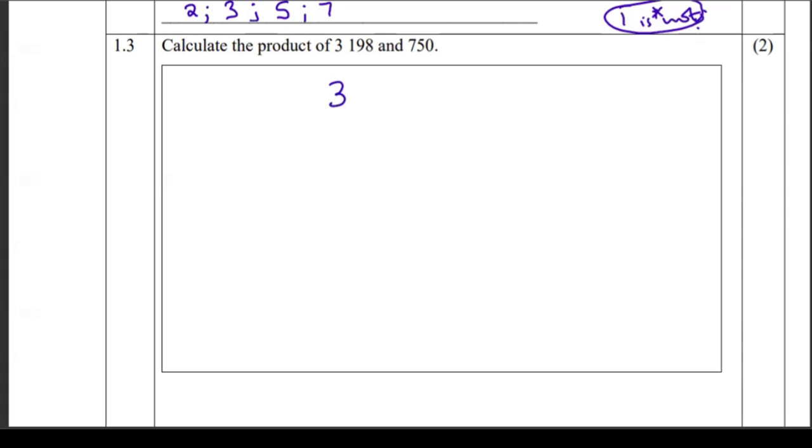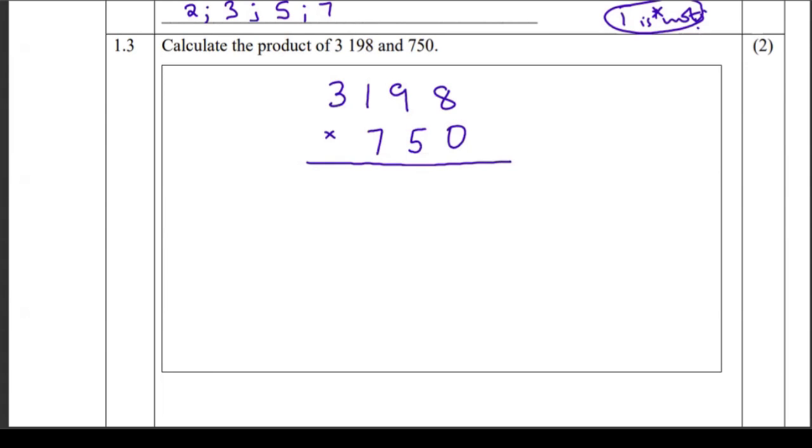So 3, 1, 9, and 8. Then I will write the 715 based on the place values of these numbers. Then we say times. Okay, so we're going to start with a 0 as we multiply all these numbers by everything there. Some others can do it using the expansion.